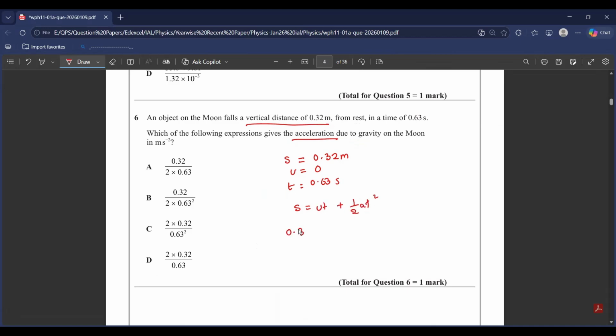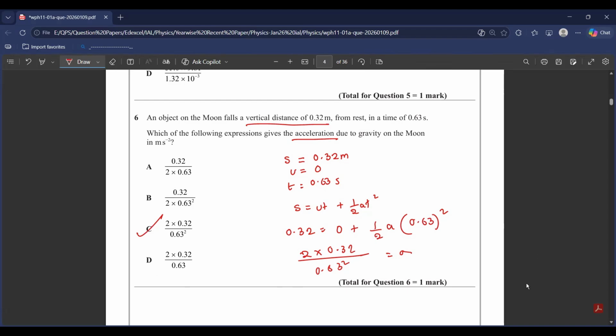Now s is given to be 0.32. Since u is 0, ut becomes 0. Half a into t, which is 0.63 squared. Now if we isolate a, it becomes 2 times 0.32 divided by 0.63 squared, which is a. What does it match? It matches this particular thing, C. Answer should be C.